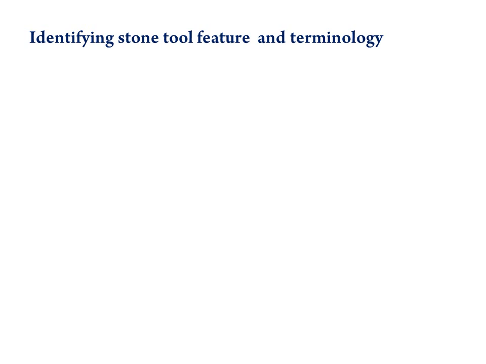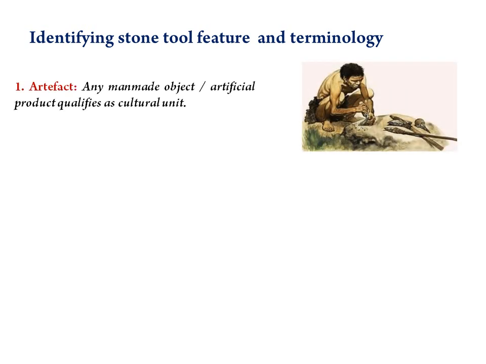Now we will come to the second part of our talk: how to identify a stone tool, its features and terminology. As I said, stone tools make a predominant study for the prehistoric cultures. One of the most widely available materials to study prehistoric cultures such as Paleolithic, Mesolithic and Neolithic is mainly the stone tools.